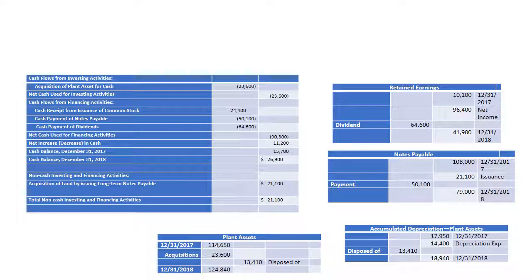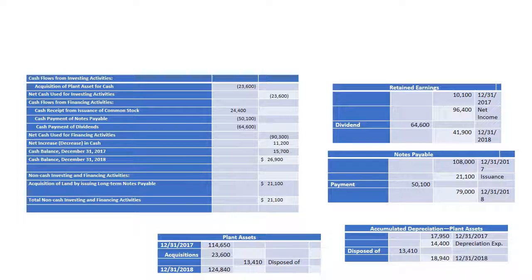Now the final area is on dividends. They don't give us any information about dividends. We've got to figure it out. So the first question is, did the company pay any dividends? Well, let's see. How could we figure that out? Well, remember, retained earnings is where we account for dividends. Retained earnings starts with a balance of $10,100 at the beginning of the year.